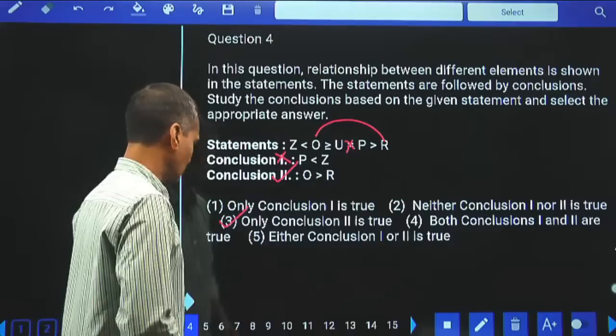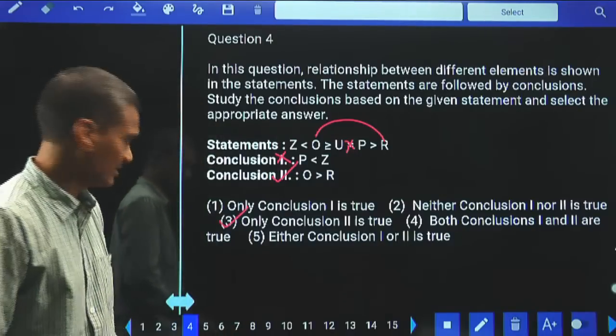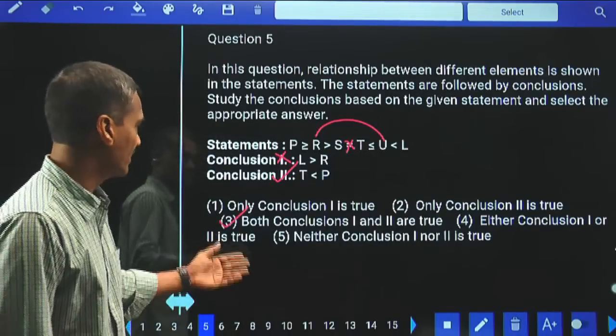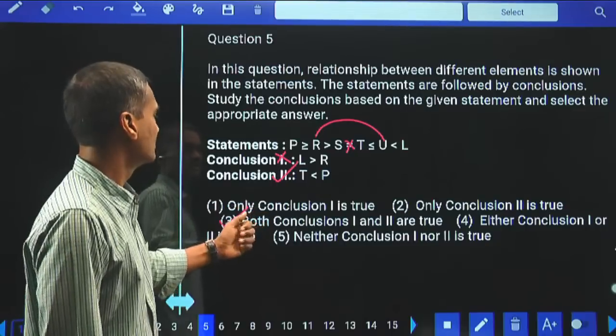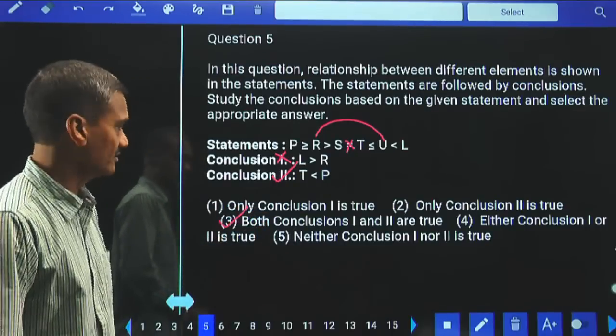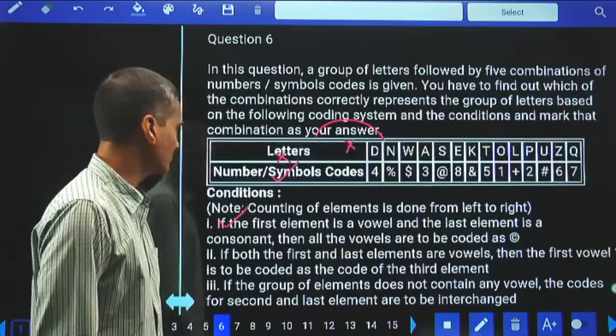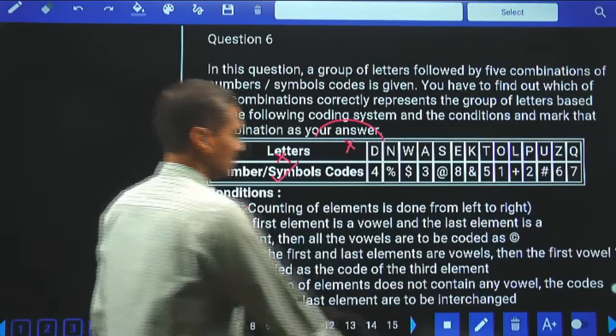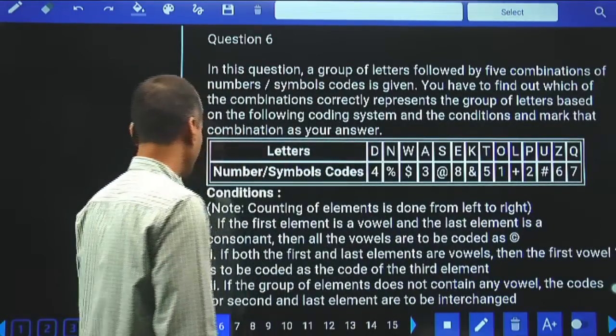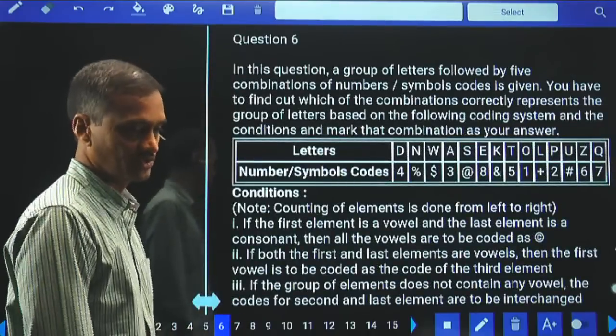Second conclusion, that is choice 3, question number 4. Then we have already done with question number 5, and this is the answer. Clear now? Then coming to question number 6 onwards. Now question number 6 onwards, it is based on condition based coding and decoding.